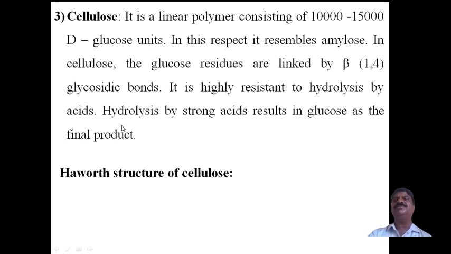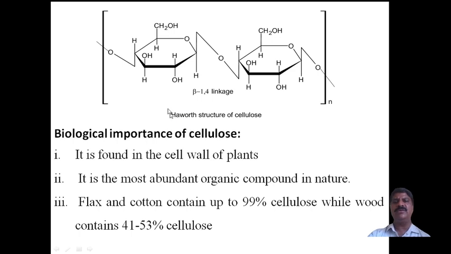Now coming to the structure of cellulose. As I have already told, these are beta-D-glucose units. Beta means the OH group is up, at one position above the plane, whereas in alpha it is below the plane. The 1,4 linkage is similar. This is the only difference between alpha and beta: if the OH group is up it is beta, and if it is below it is alpha.